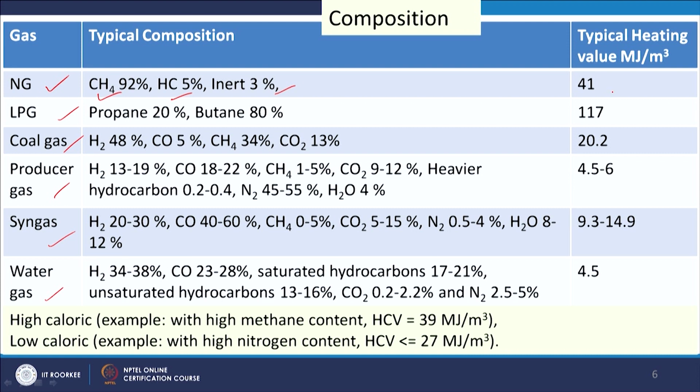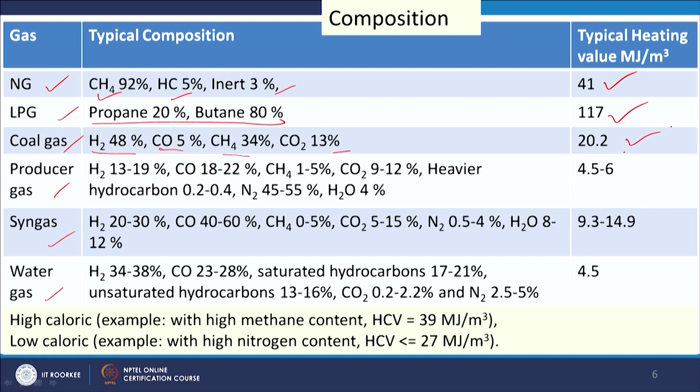So, here we see the heating value is 41. Then we go for LPG, propane and butane, higher hydrocarbons we are having here, and also we are getting very high heating value. Whereas coal gas, we have hydrogen 48%, CO 5%, CH4 34%, CO2 13%, but its heating value is 20.2 megajoule per meter cube.